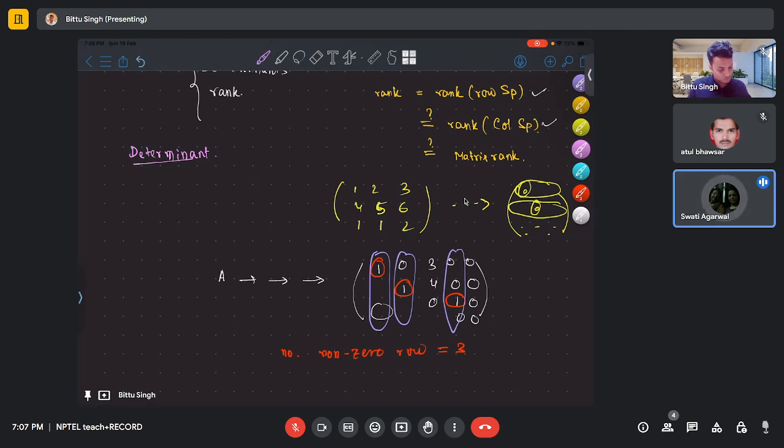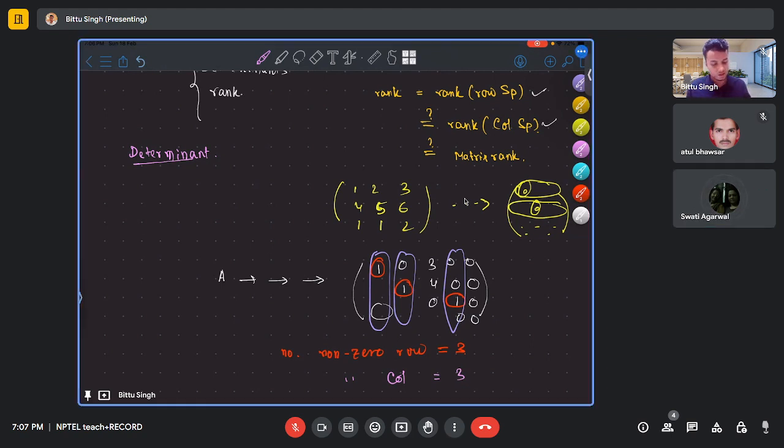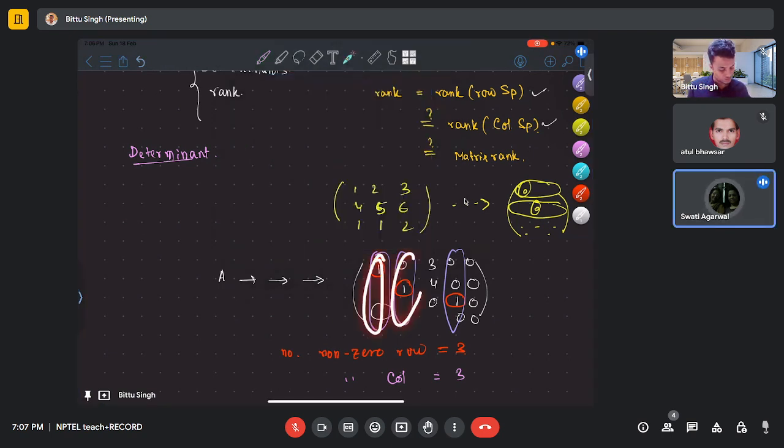So is it always true, no matter what kind of matrix it is? Yes, it is always true, because if you do row reduction, you will get only those rows that are independent.